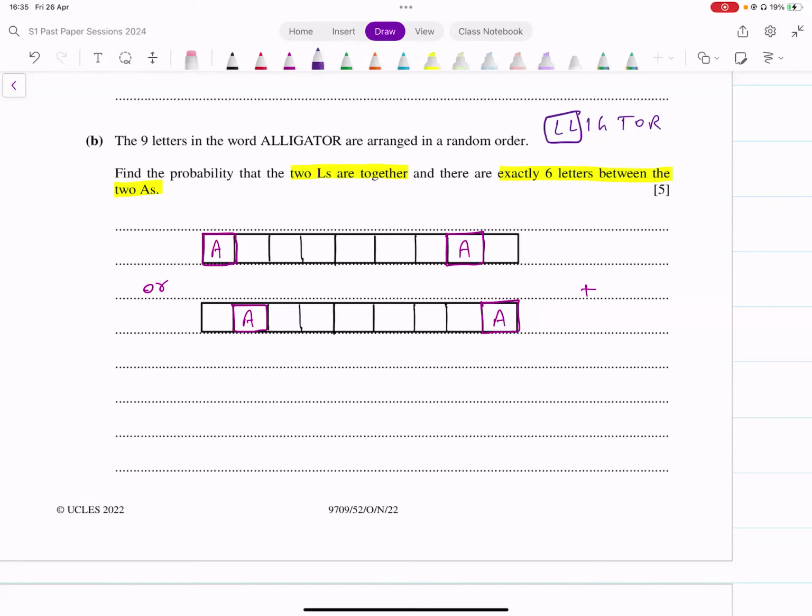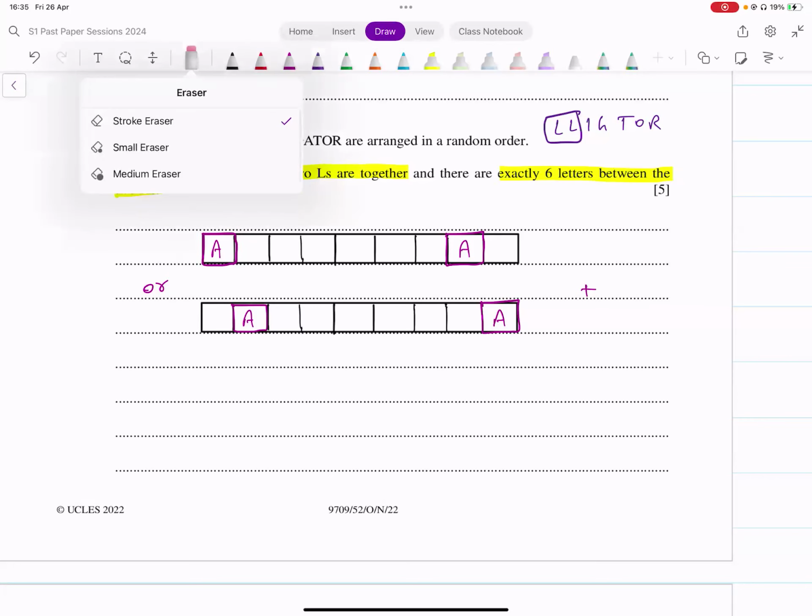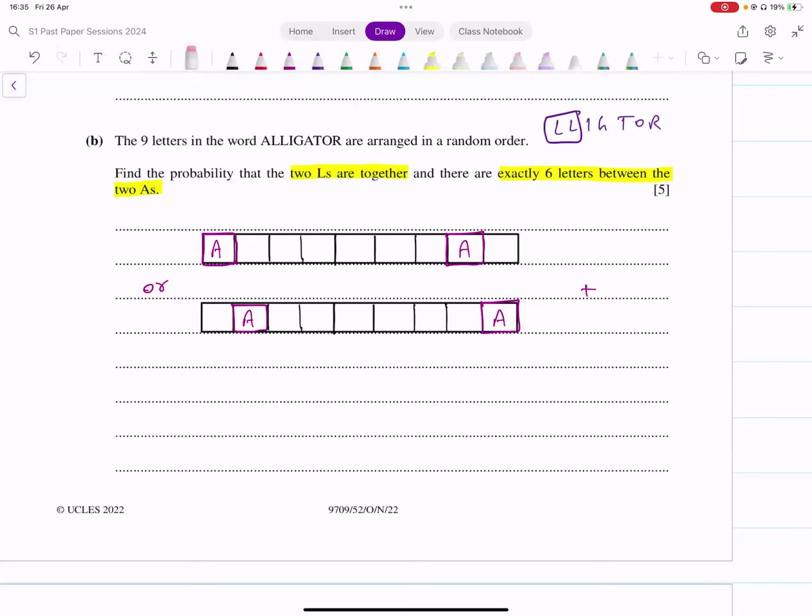Now the two L's are together. What we can do is, in the middle 6 boxes, we can merge 2 and place the two L's there. Merge any 2. Let's say we merge these 2. We place 2 L's here. Similarly, merge 2 boxes in the lower case as well. We've got 2 L's here. And then what about the remaining letters? They could come in any of these remaining places.